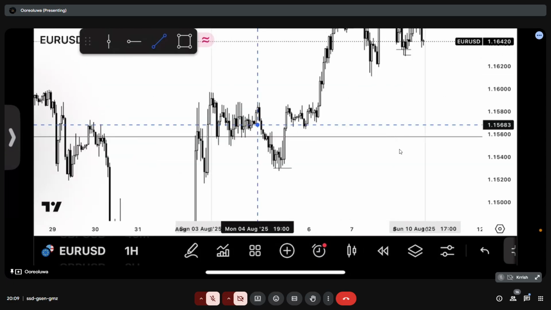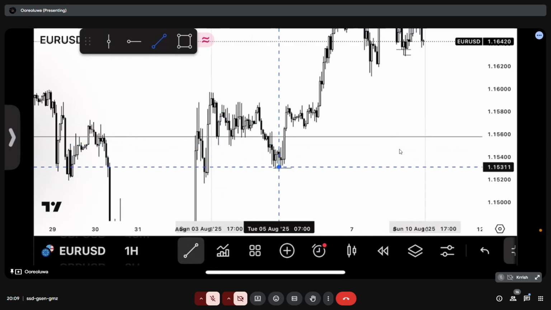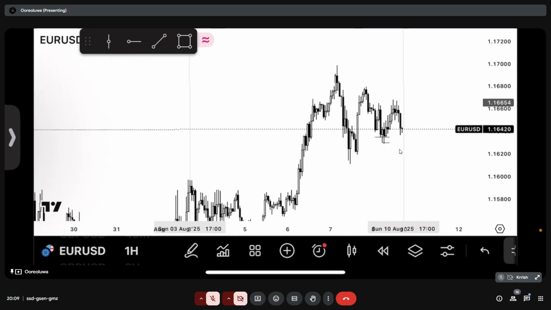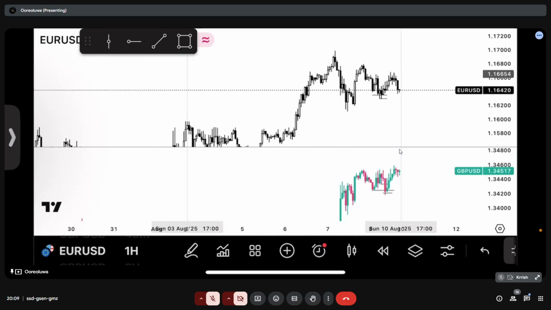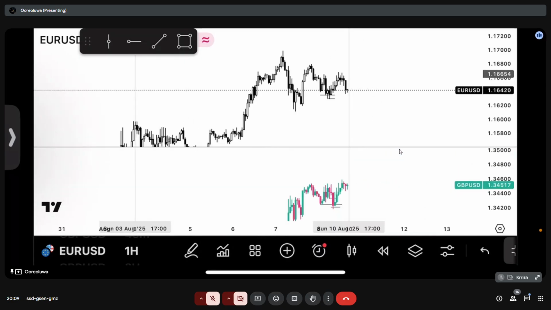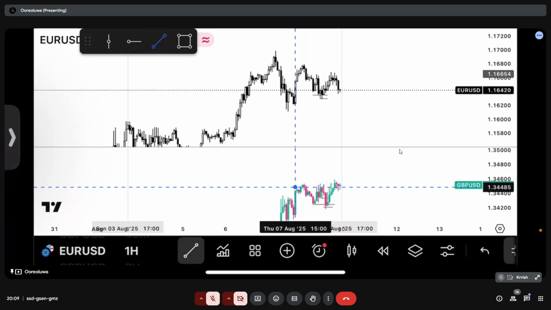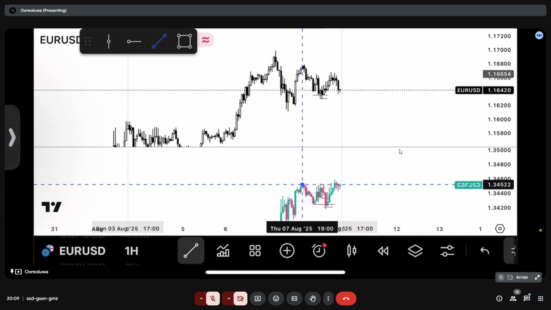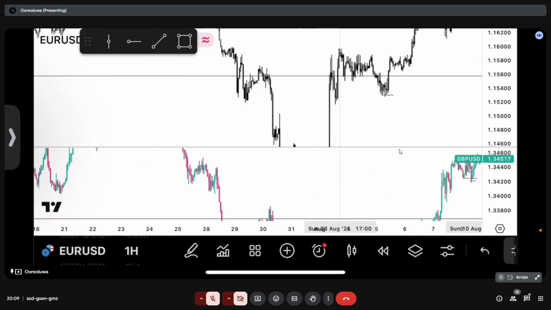So open, turtle soup, high, another turtle soup, and close. But the other happened on GU. You see here, so turtle soup on GU closed. That's how it works on all the candles, all of them.